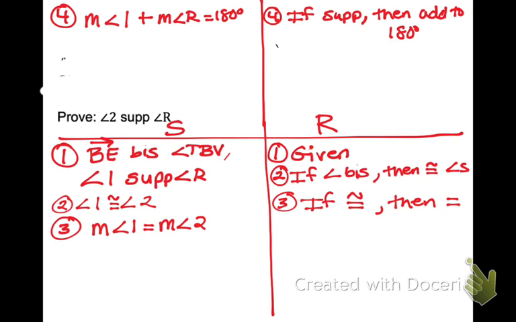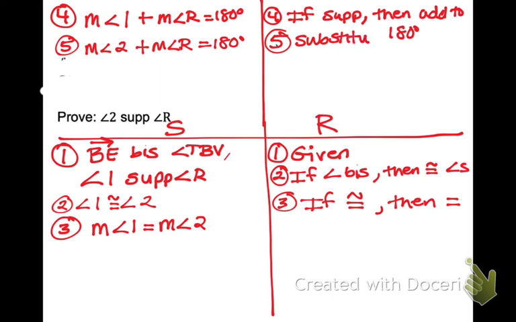Well, right now I have 1 and R adding up to 180 degrees. How can I show 2 and R adding up to 180 degrees? Substitution. Didn't we just say that they're equal to each other right here? All right, so line 5, the measure of angle 2 plus the measure of angle R is equal to 180 degrees because of substitution property. So now can we say that they're supplementary? Yes. So my last line is the proof line. Angle 2 supplementary to angle R.